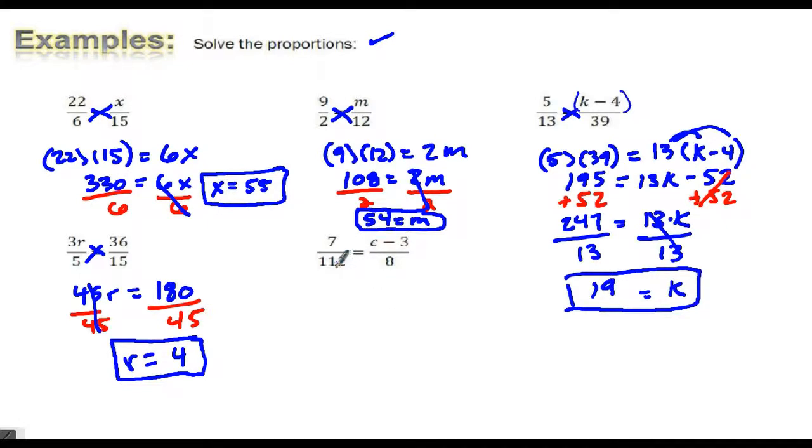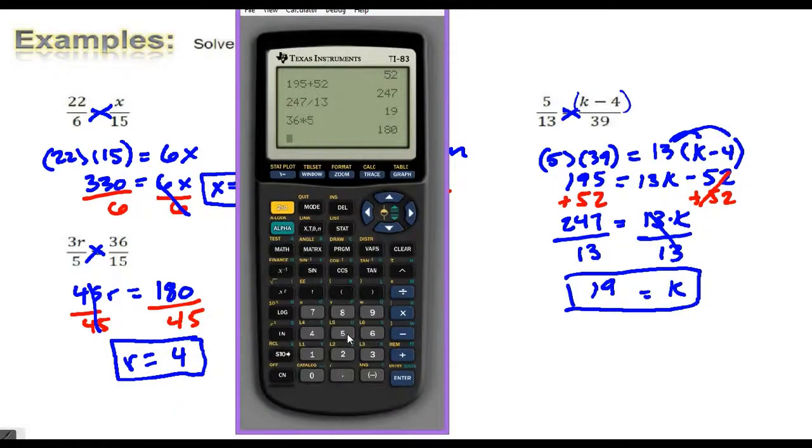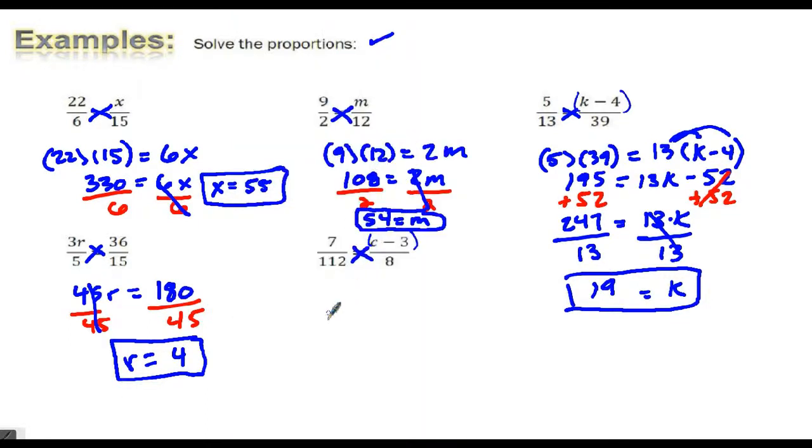Alright, let's move on to the last example. 7 over 112 equals c minus 3 over 8. Again, you want to cross multiply, but before we go any further, we need to put some parentheses around the c minus 3. That way we don't make a mistake and forget to distribute when we do this multiplication. So we're going to multiply 7 times 8. If you don't remember, you can always just check. 7 times 8 is 56. And this is going to be 112 times c minus 3.